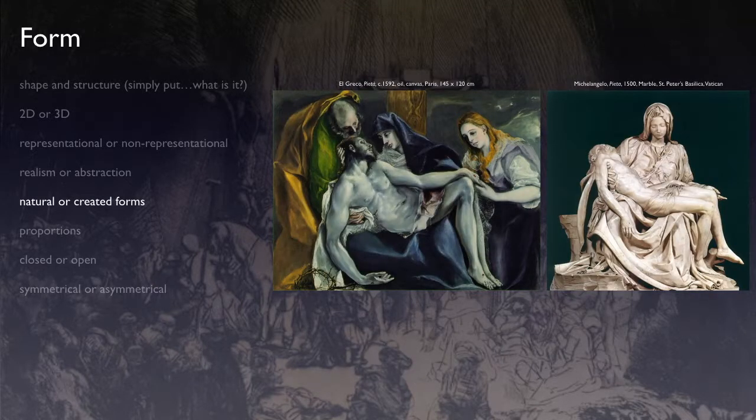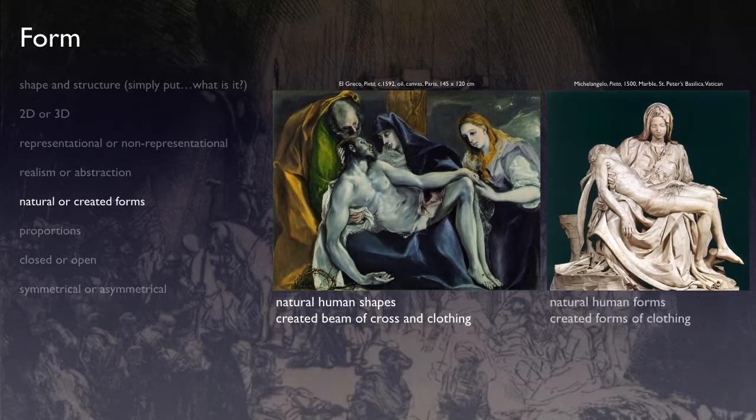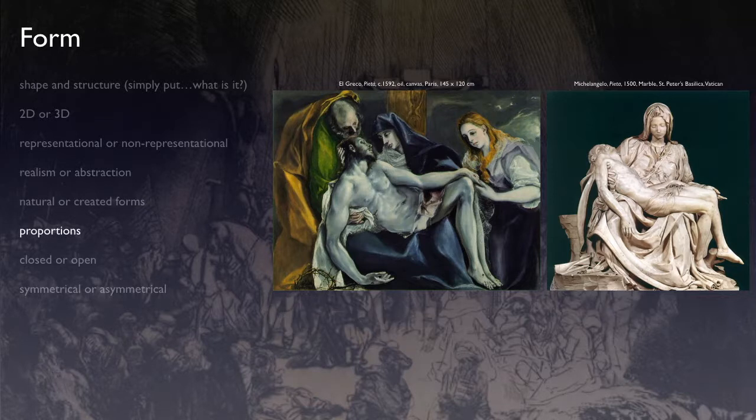Then we get into the natural elements versus created forms. The El Greco has human beings, and then we have the beam of the cross and then their clothing that are created. And then in the Michelangelo, everything here is natural except for the clothing. And then we have proportions. In the El Greco, the proportions basically are correct except for those elements that are elongated and compressed. For the Michelangelo, the proportions are correct.